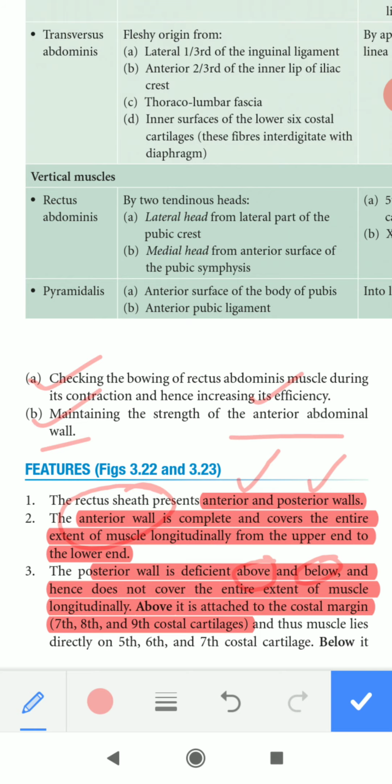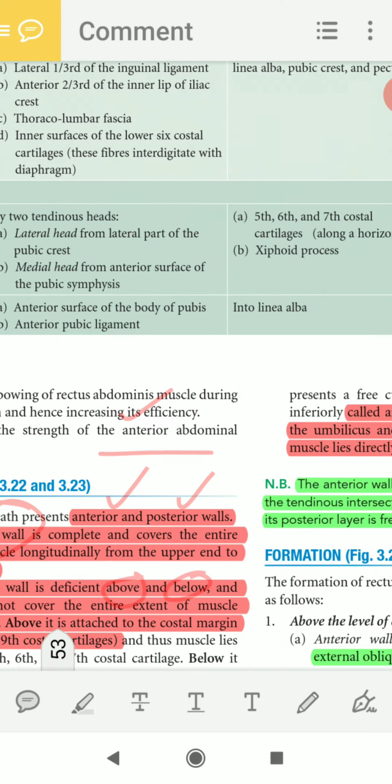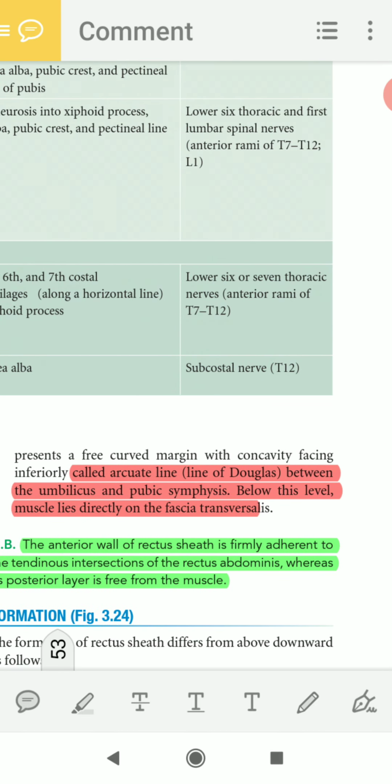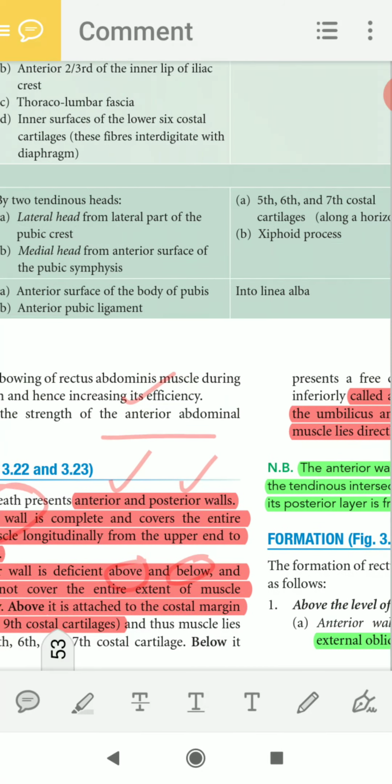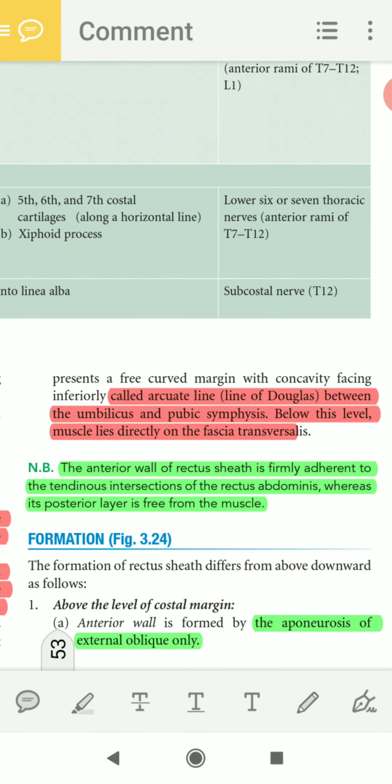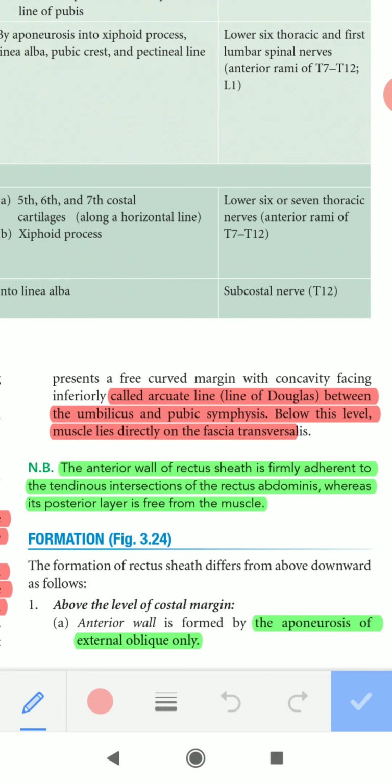Because above, it is attached to the costal margin at the 7th, 8th and 9th costal cartilage, and below it presents a free curved margin with concavity inferiorly. It is called the arcuate line, or line of Douglas, between the umbilicus and pubic symphysis. Below this level, the muscle lies directly on the fascia transversalis. Later we'll see the figure, so it will be more clear.